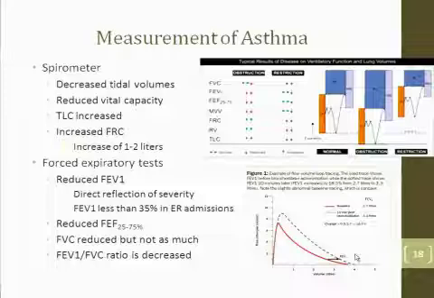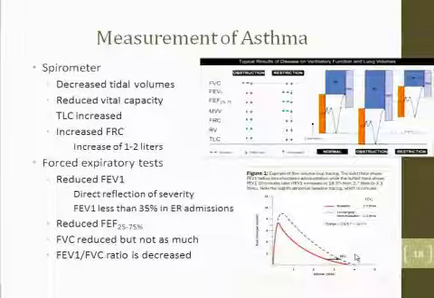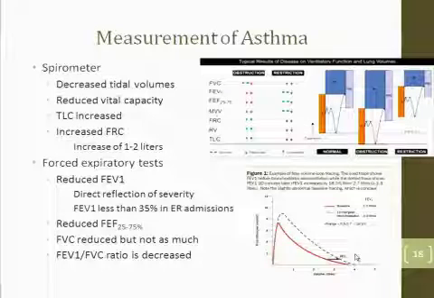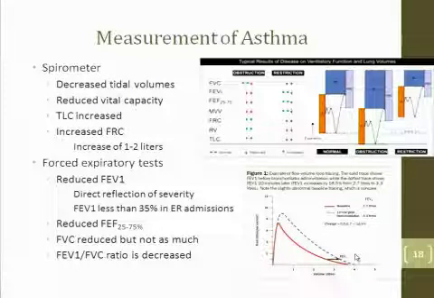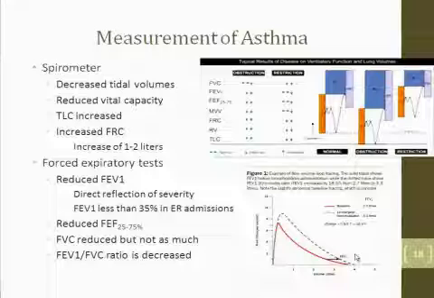Your forced expiratory flow 25-75 is also reduced. Your forced vital capacity is reduced, but not as much, and so your overall FEV1 to FVC ratio is significantly decreased.